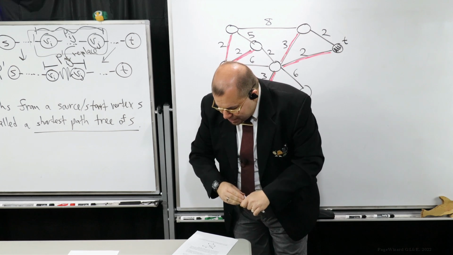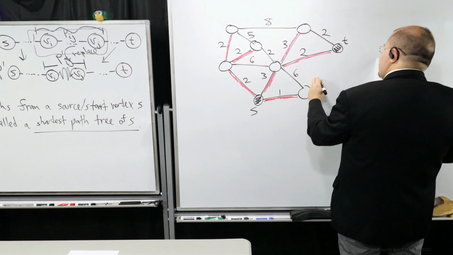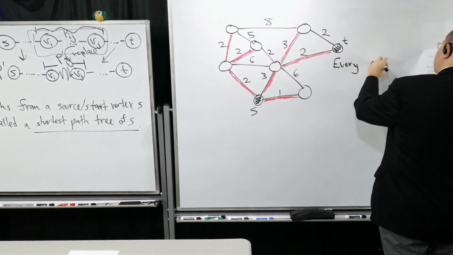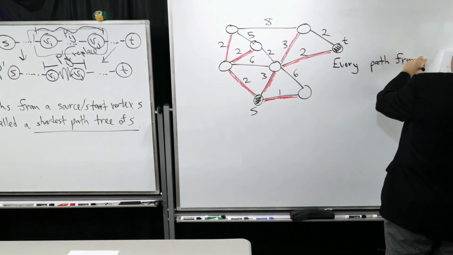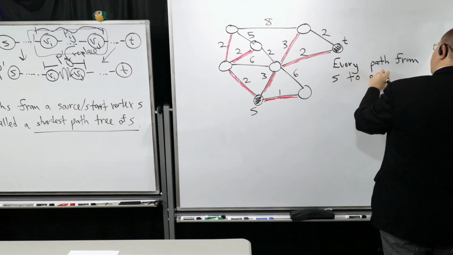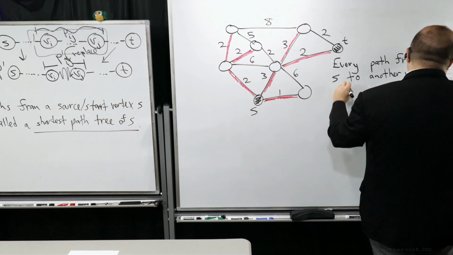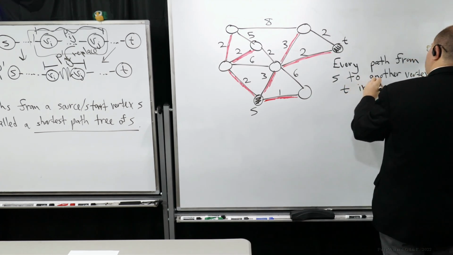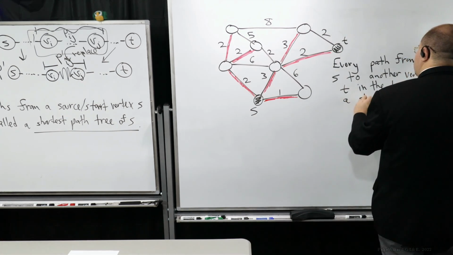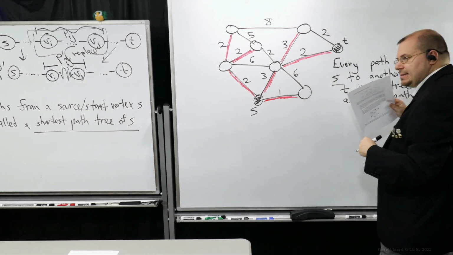So the big thing I really want you to know about this tree is that every path from S to another vertex T in the tree is a shortest path. But the key thing here is that we have the source vertex.